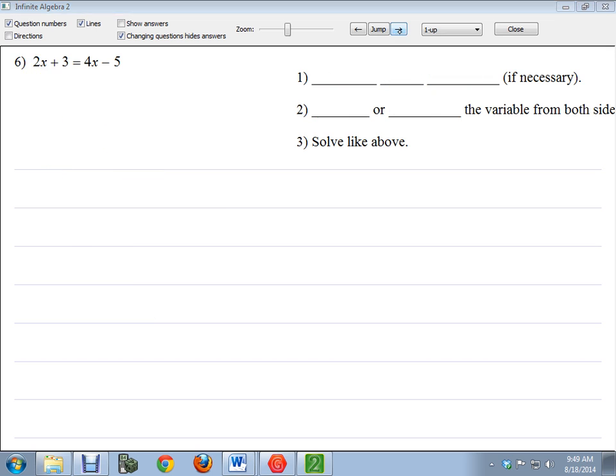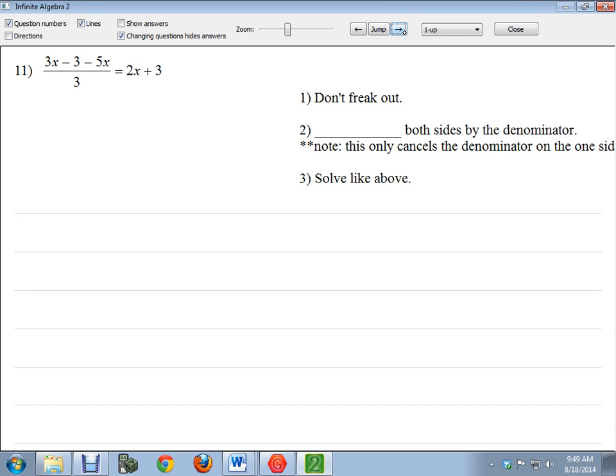Now there's one other type of equation that tends to crop up in geometry a lot, which is this big fraction equation. This one's kind of a complicated looking one. This one tends to cause students to freak out very regularly because there is such a large fraction and they don't know what to do with it. So step one of this type of problem is simply don't freak out. It's going to be okay.